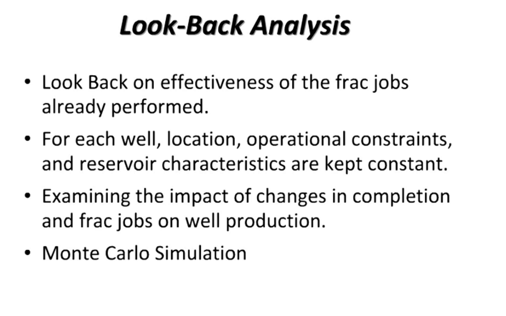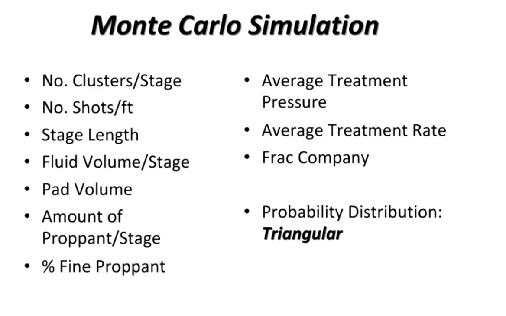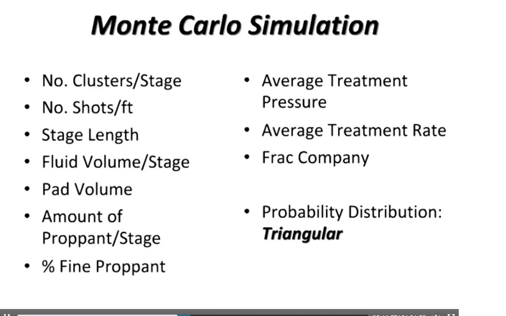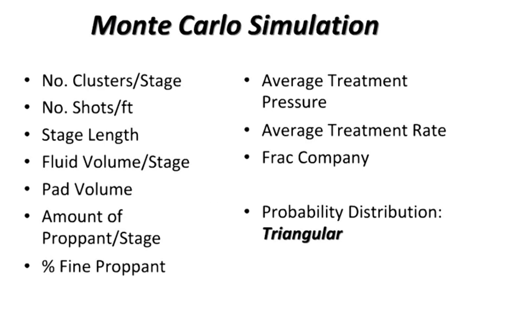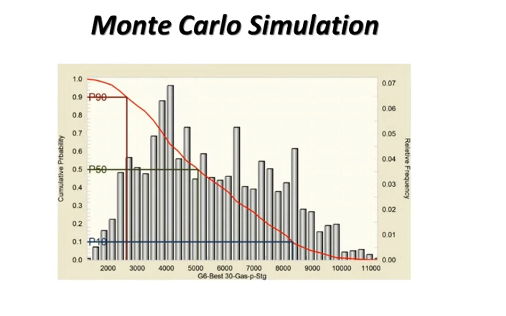And we perform Monte Carlo simulation. These models have a very small footprint, so you can make 1,000 runs literally in minutes. It's not like a numerical simulation. So what we have done, we kept the well configuration, production constraint, operational constraint, and reservoir characteristics constant, and we change these parameters: number of clusters per stage, number of shots, stage length, fluid volume, pad volume, proppant, treatment pressure, and all that the frac company does. We change these and we run the model thousands of times.